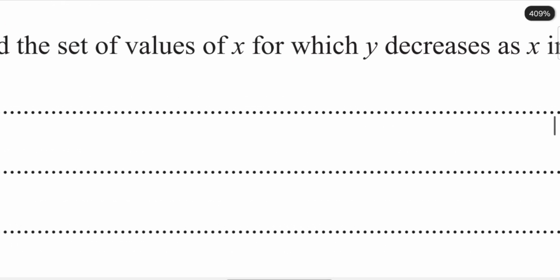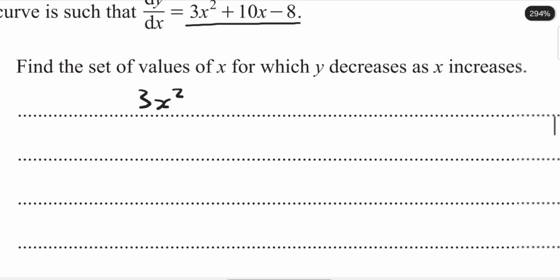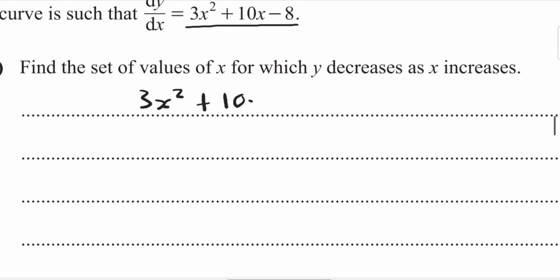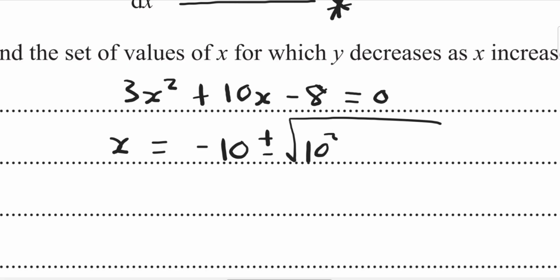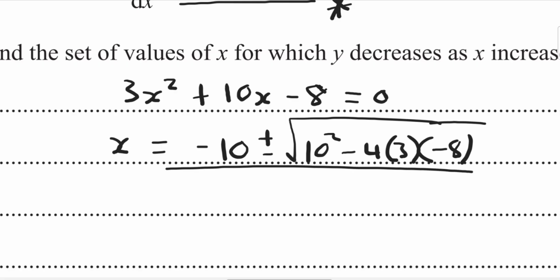So we're going to say this dy/dx should be less than 0, right? So first we're going to say 3x squared plus 10x minus 8 equals 0, so that we get the critical points for this particular curve, right? And for that we're going to use the quadratic formula. So this x will be minus 10 plus or minus root of 10 squared minus 4ac, all over 2a, right?